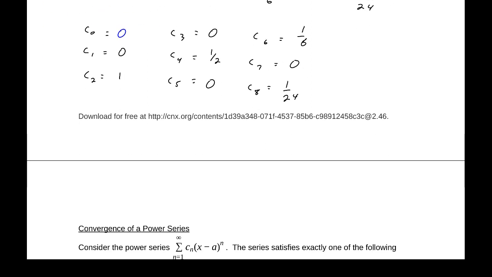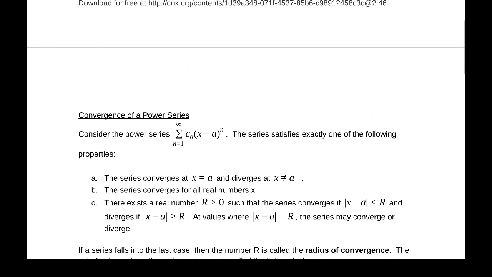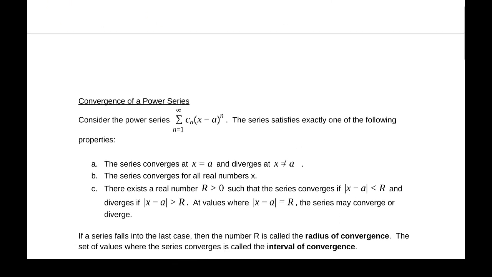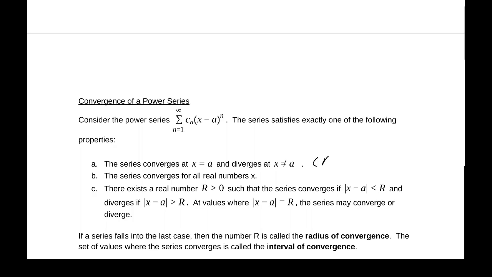All right, convergence of a power series. If we have a power series, then exactly one of these three things will occur. Either the series converges at x equals a, where it's centered, and diverges for x not equal to a. And this means that our r, our radius of convergence, is 0. Or the series converges for all real numbers, in which case the radius is infinity.